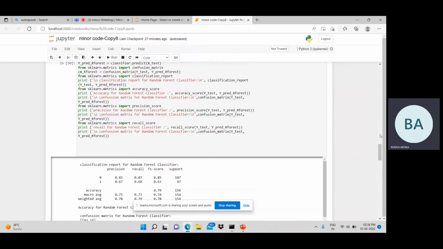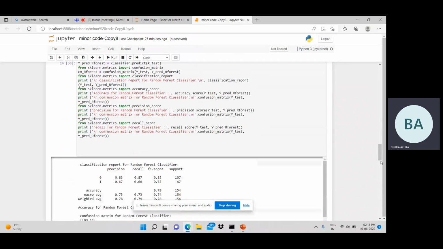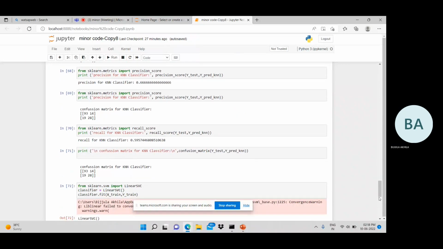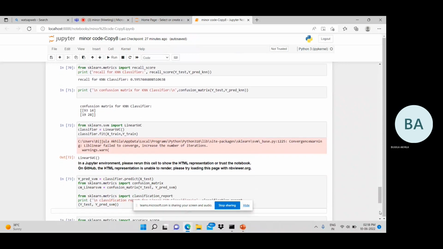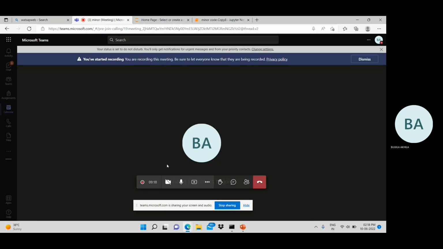And we also increased the parameters, like we have found out the precision and recall in our code. Thank you.